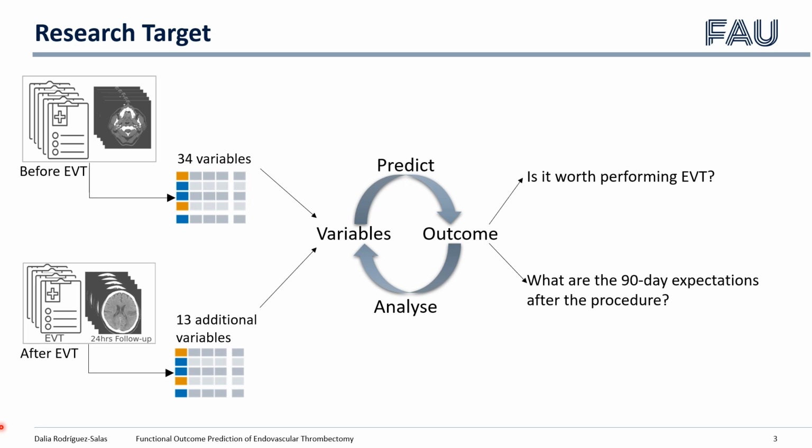After the thrombectomy, 13 variables were added. They were extracted during the EVT and from a follow-up CT scan performed 24 hours after the procedure. Here, the idea is to predict the expected functional outcome 90 days after the thrombectomy.